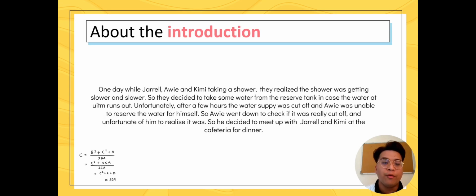So now for our introduction, a little story. One day, while Gerald, Awi, and Kimi were taking a shower in separate bathrooms, they realized the water pressure was getting a little slower. So they decided to take some water from the reserve tank in case the water in their colleges ran out. Unfortunately, a few hours after, the water supply was cut off and Awi was unable to reserve water for himself. So Awi went down to check if it was really cut off, and unfortunately it was.